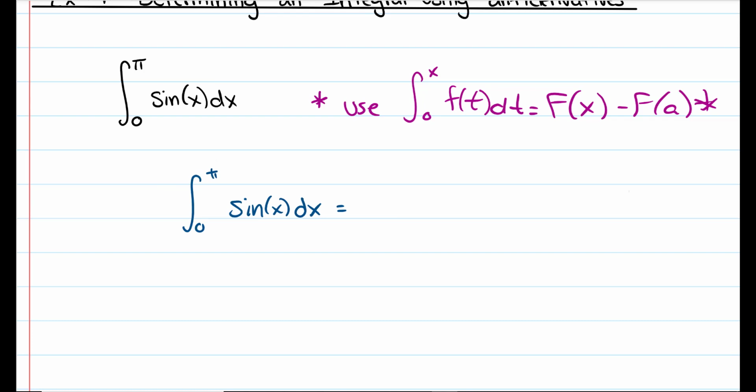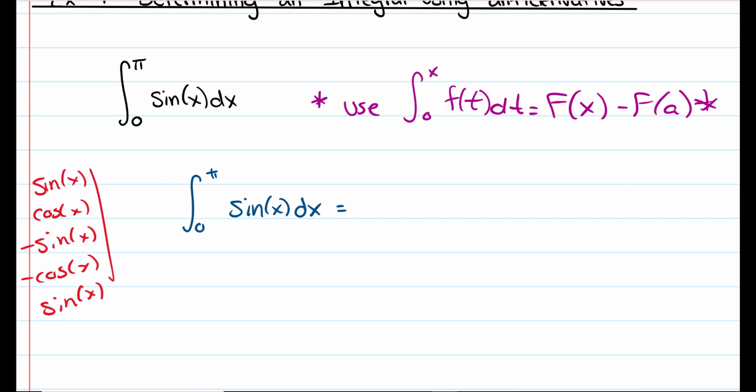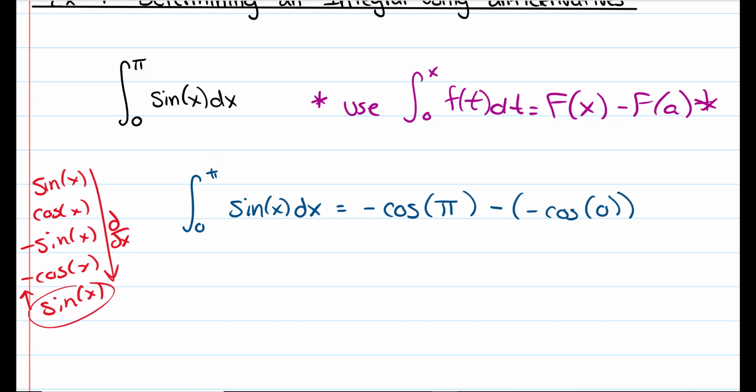So if I write that out, I'm going to write sine of x on the side. And the derivative is cosine. And then negative sine, negative cosine, and then back to sine. This is if I kept doing d/dx over and over. So I want to start at sine and I want to go up. Well, that's going to give me negative cosine. So I do negative cosine of the top value, negative cosine of pi, minus negative cosine of 0. This value went there, and this value goes here.